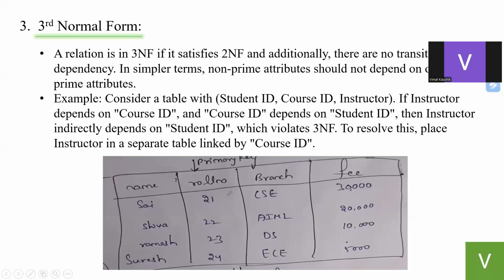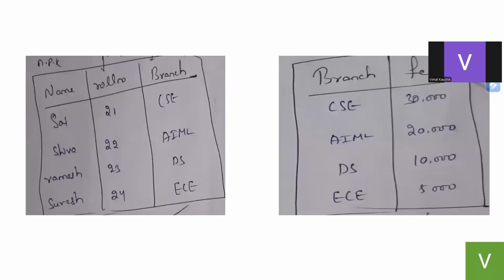So to convert this table into the third normal form, we split the table into two parts. The first table consists of name, roll number, and branch, with roll number as the primary key attribute, and the second one consists of branch and fee.